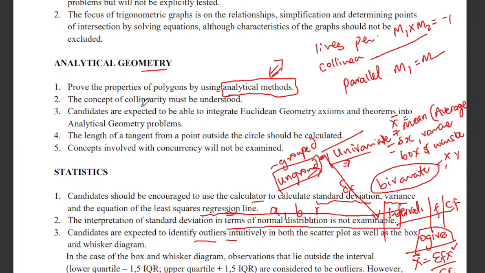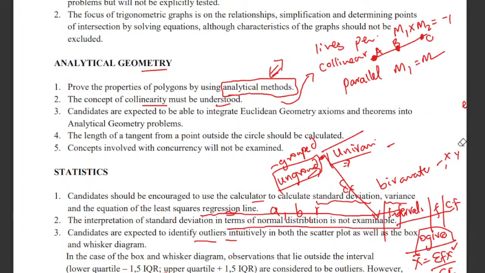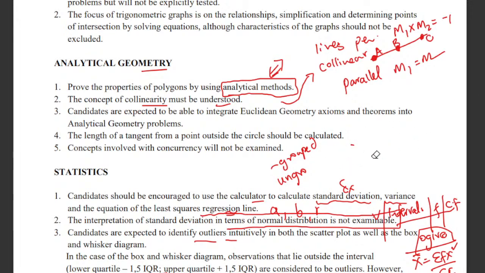Then the concept of collinearity must be understood. That's what I was discussing, the collinear points. Collinear points are basically points that lie on the same straight line. If we have a point A, a point B, and probably a point C, and these points are collinear, then we expect the gradient between the points to be the same. We know that the gradient of a straight line is always constant across. So in other words, if we are to use the points, we need to apply the knowledge of gradients.